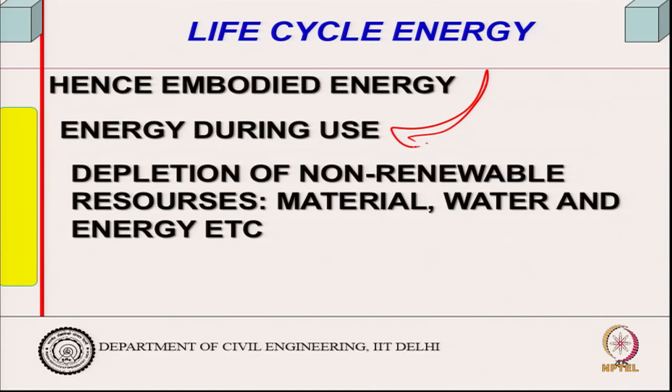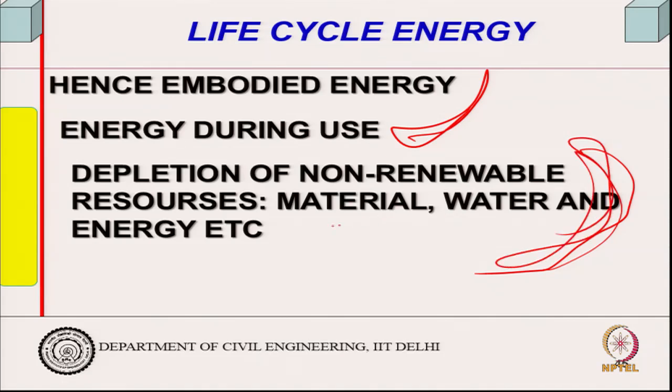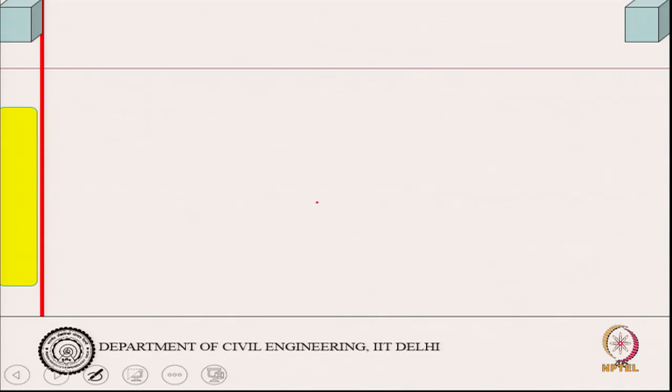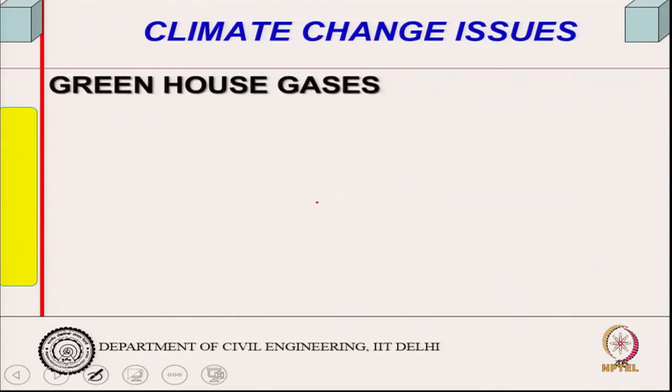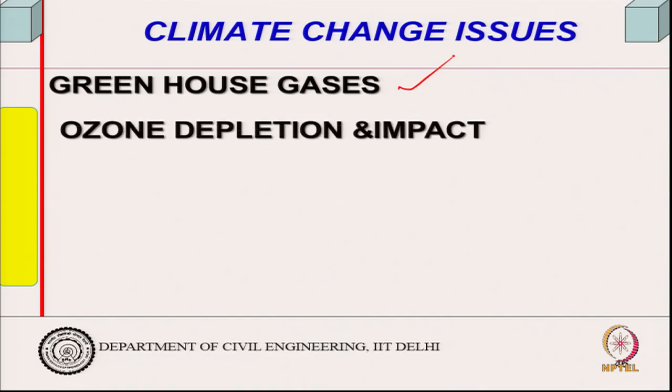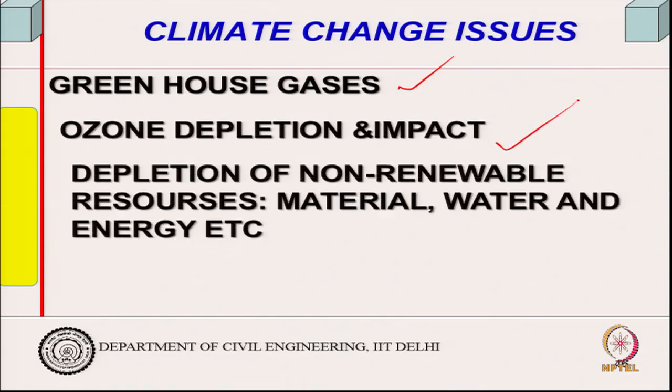This too we will have to look into when we look at life cycle, and this might lead to depletion of material, water and energy, resources might have their depletion associated with it. Greenhouse gas production is what we should look into, ozone depletion and impact is what we should look into, and overall that is what we have looked into so far.